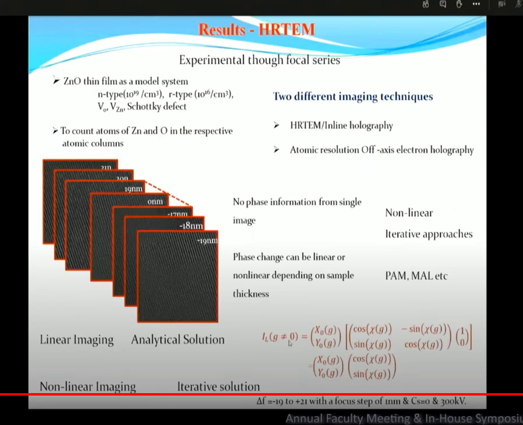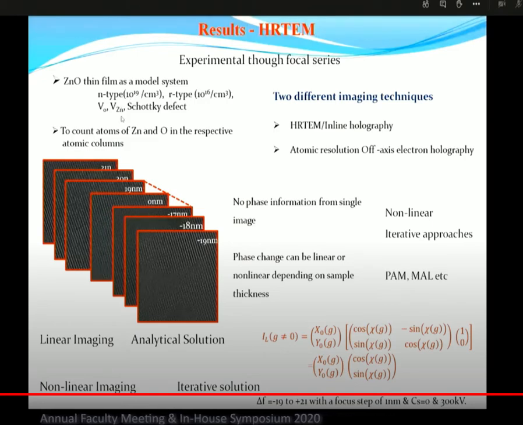Now coming to the results part, we have studied a zinc oxide thin film epitaxially grown on a zinc oxide substrate, known as the C-plane of the substrate. Our initial goal was to understand the native defects by imaging between the N-type and the R-type sample, where we have a carrier concentration difference of 10 to the 19 in one case and 10 to the 16 in another. But due to some limitations at that point of time, we restricted ourselves only to atom counting.